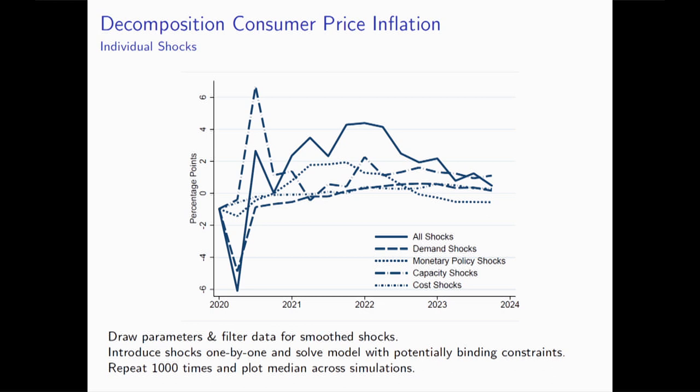Now, if you stare sufficiently at this plot, one thing that you will notice is that if you add up all the lines, they don't add up to the total inflation. In some periods, they don't get anywhere close. Why is that? Well, this is proof of the importance of the non-linearities of this model. There are significant complementarities between these two shocks. And because we have a structural model and a solution method that allows for these non-linear dynamics, we can study that.